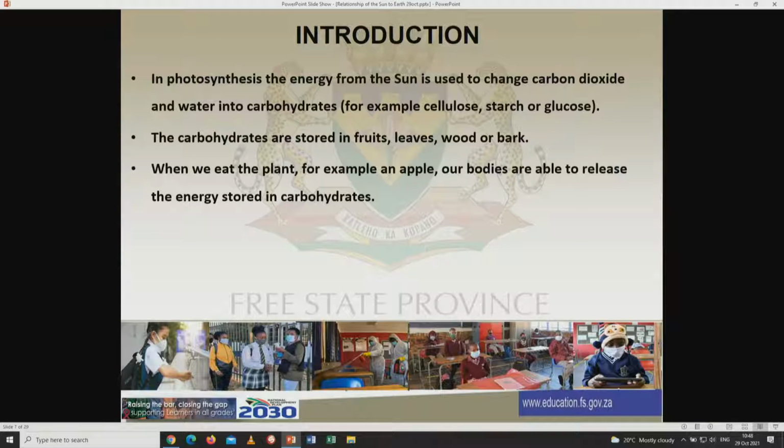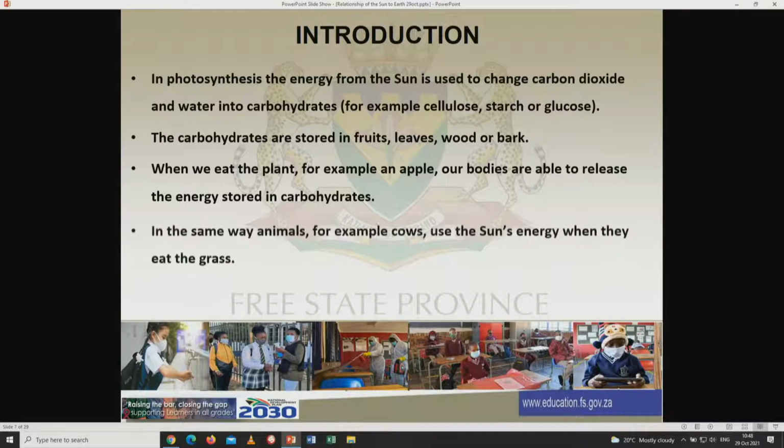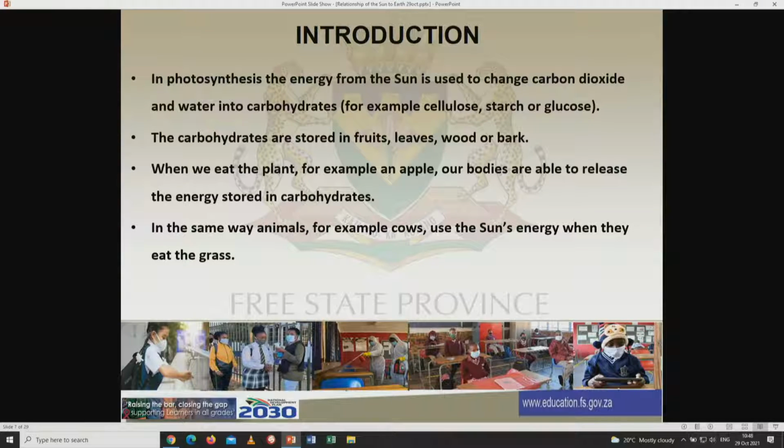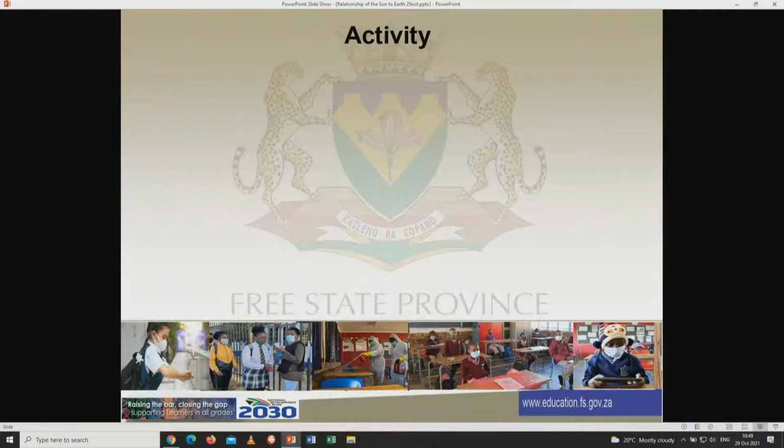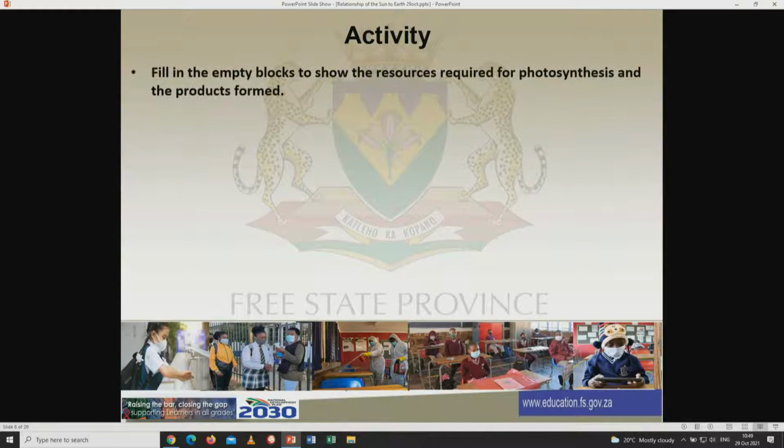When we eat the plant, for example, an apple, our bodies are able to release the energy stored in the carbohydrates. In the same way, animals, for example, a cow, use the sun's energy when they eat the grass. Now, with that information, let's look at the following activity. Fill in the empty blocks to show the resources required for photosynthesis and the products that will be formed.